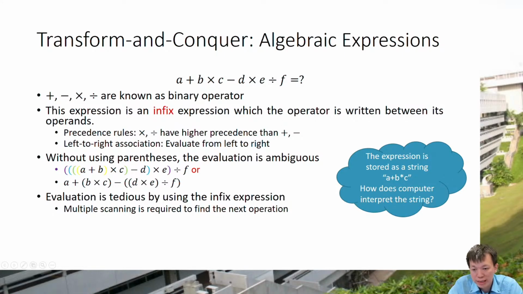So you find that using this infix expression, the evaluation can be done, but it's a bit tedious. You need to keep scanning to find the next operation in the expression. You need multiple scans, and that makes your algorithm inefficient. The implementation is also very tedious. So how do we actually do the calculation? How does the calculator actually work?